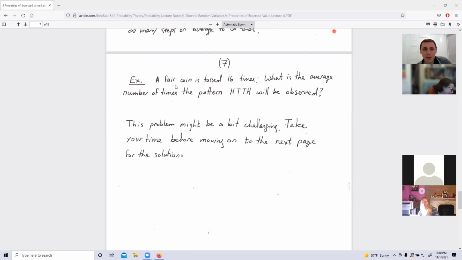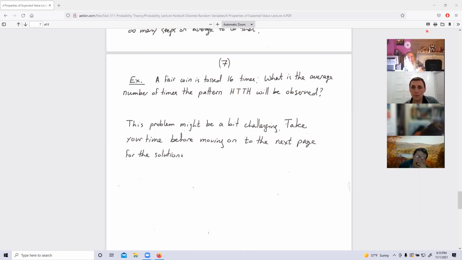So anyhow, a fair coin is tossed 16 times. What's the average number of times the pattern head, tail, tail, head will be observed? That's a bit of a hard question, guys. I'll give you maybe unfairly, but only, let's say, 6 minutes to think about it.